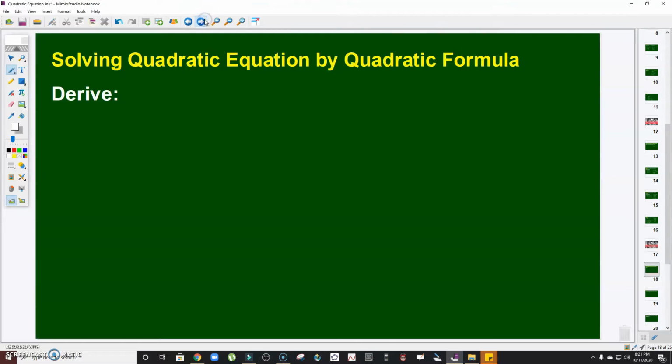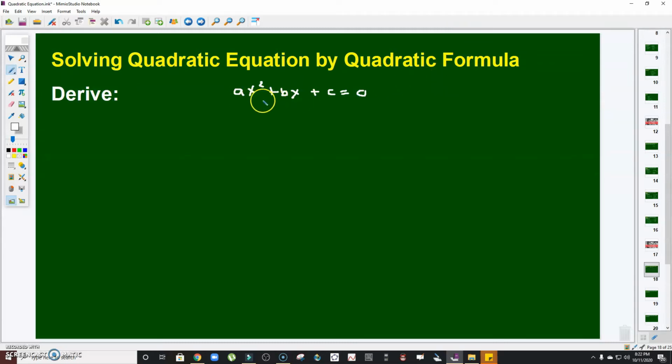Okay. Another technique in solving quadratic equations is by using the quadratic formula. Actually, the quadratic formula is the result of solving for x in the general equation ax squared plus bx plus c equals 0 by completing the square. So again, if you solve this general quadratic equation by completing the square, the result will become the quadratic formula. Okay, I'm going to show that.